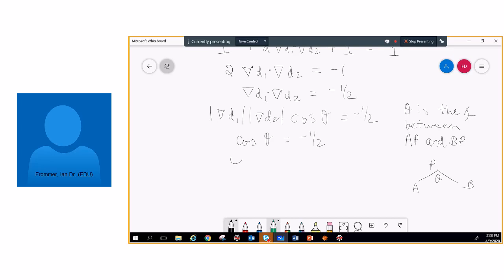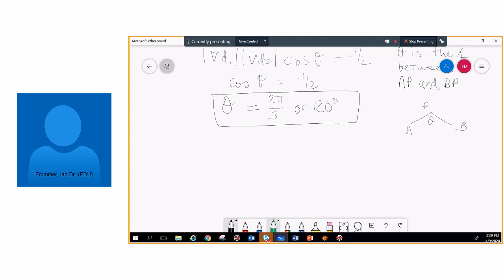And so if you remember your early trig stuff, oh man, that's like the 60-degree angle where cosine is negative. So that's in quadrant 2. So it's 2 pi over 3 or 120 degrees. Okay? And so that's the end of the proof. Put a little sentence here that just says the angle between the lines connecting the terminal nodes and the Steiner node is 120 degrees.